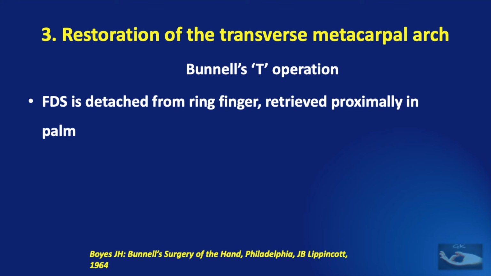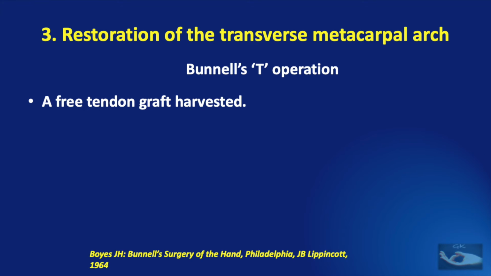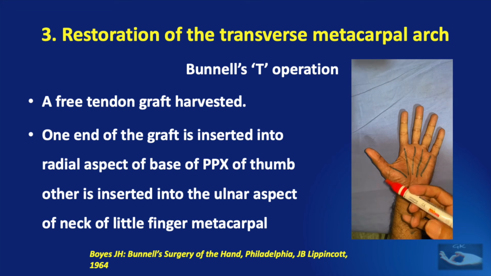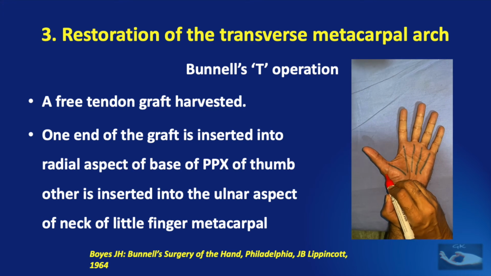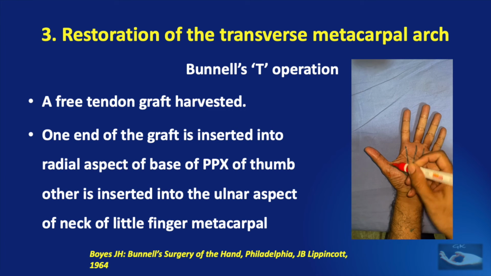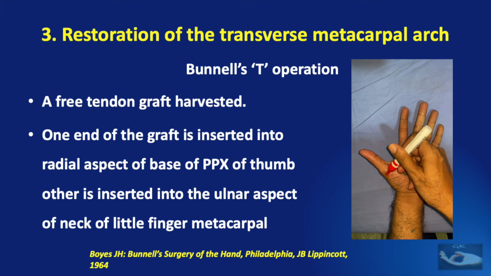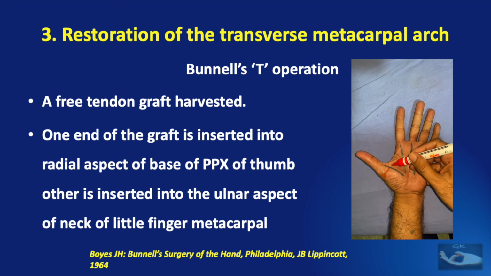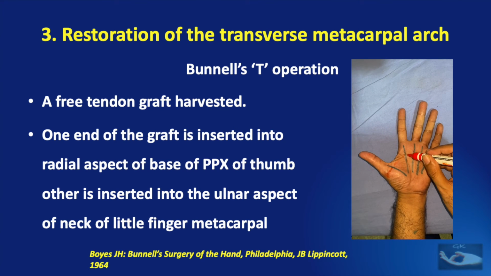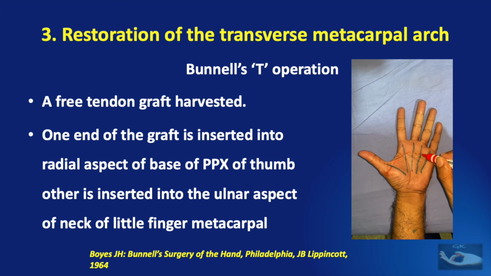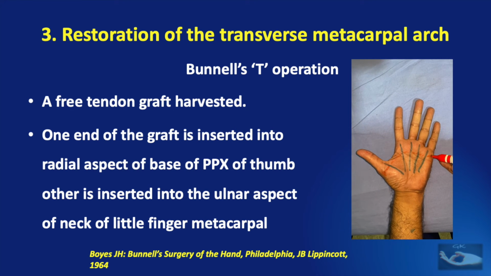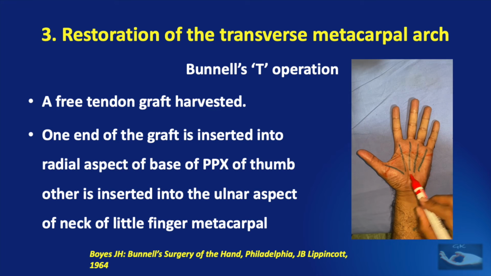In this procedure, the flexor digitorum superficialis of the ring finger is detached and retrieved proximally in the palm. Now, a free tendon graft is harvested, either the palmaris longus or the plantaris. One end of the graft is inserted into the radial aspect of the base of the proximal phalanx of the thumb and the other is inserted into the ulnar aspect of the neck of the little finger metacarpal. The route of this tendon graft will be under the flexor tendons and under the digital neurovascular bundles.